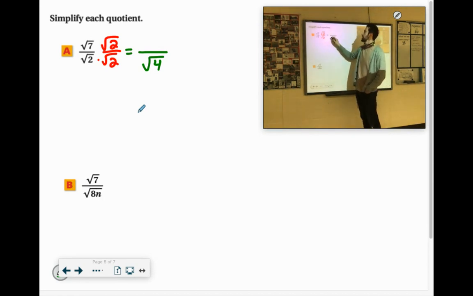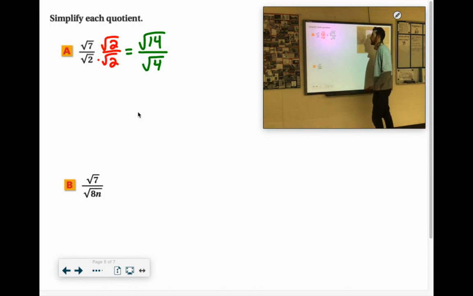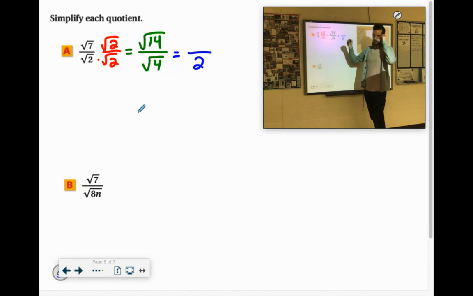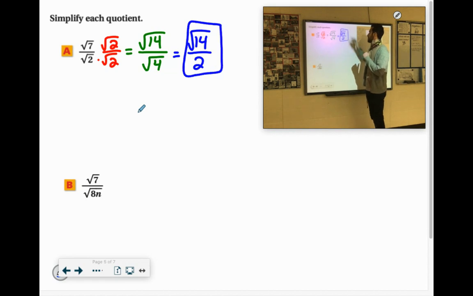Up top, 7 times 2 is 14. We'll take our perfect square. The square root of 4 is 2. Check if there are any perfect squares in 14, and there aren't. So it's just root 14 over 2. That would be our final answer.